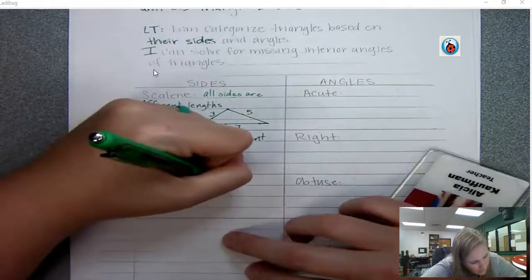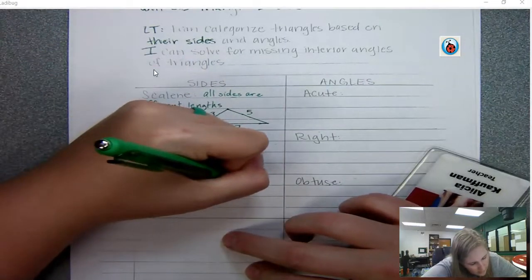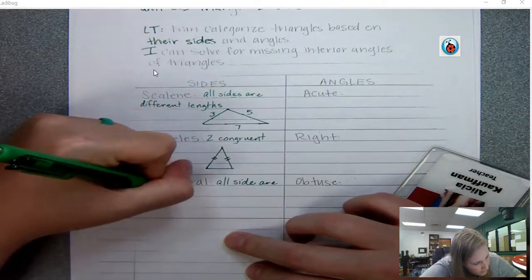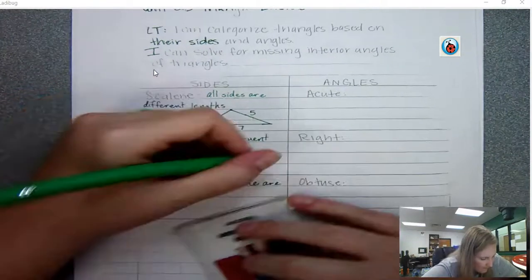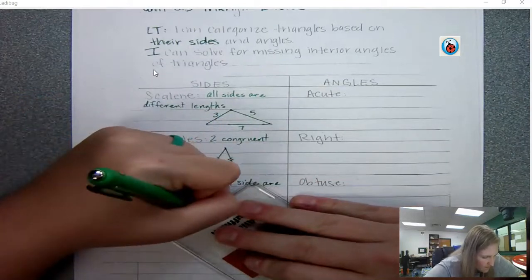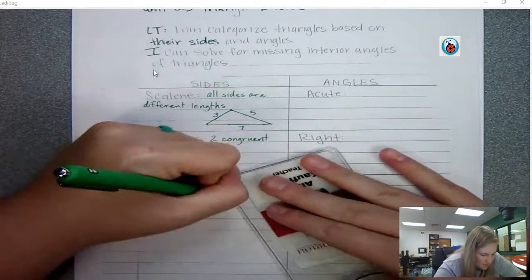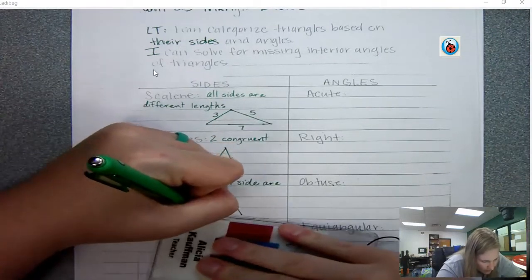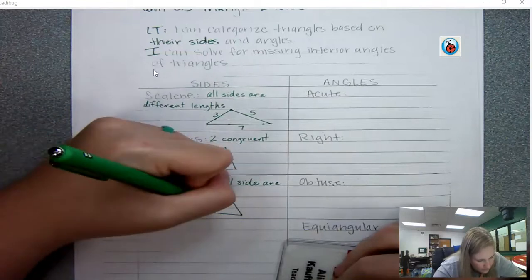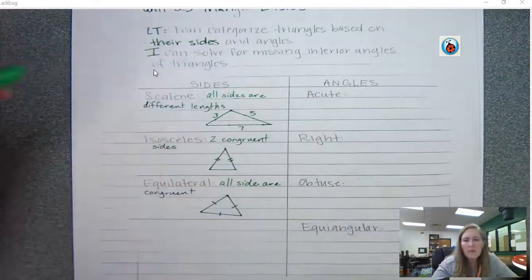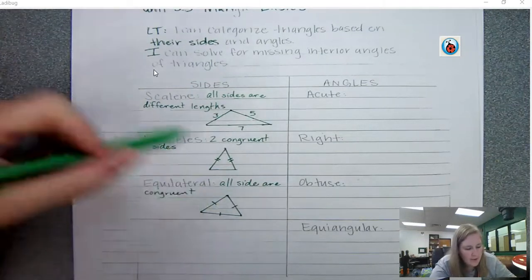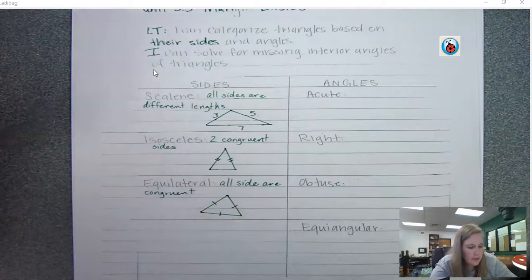And then for equilateral, all sides are congruent. Draw my little triangle. Draw one tick mark out on the sides. So even if it doesn't look perfect, that's okay, because that's why you draw these tick marks, to show that they are congruent.